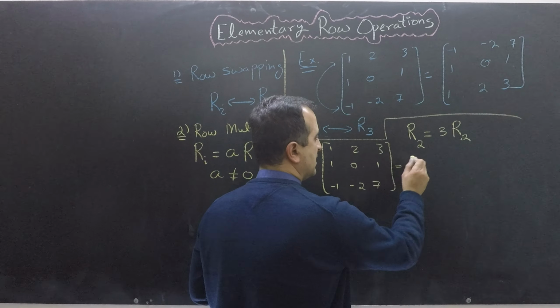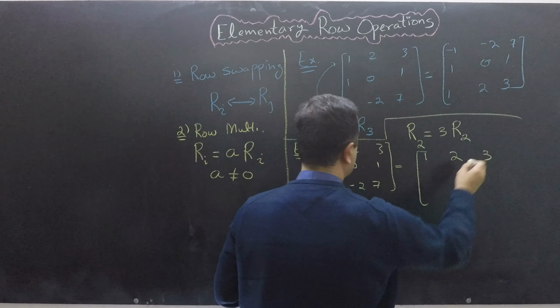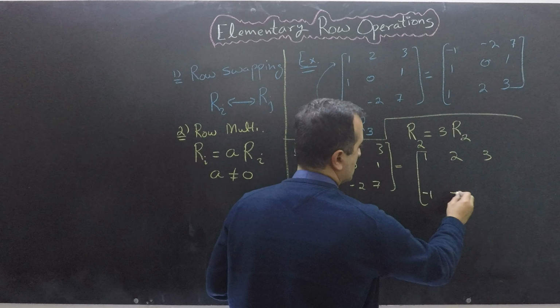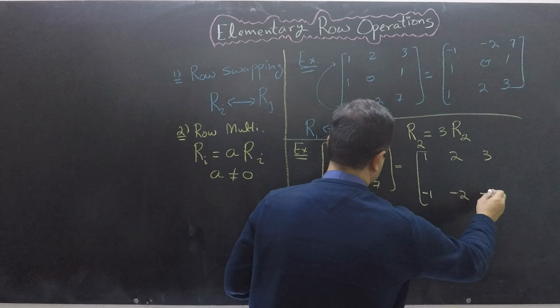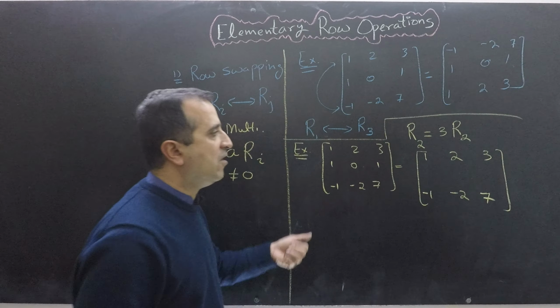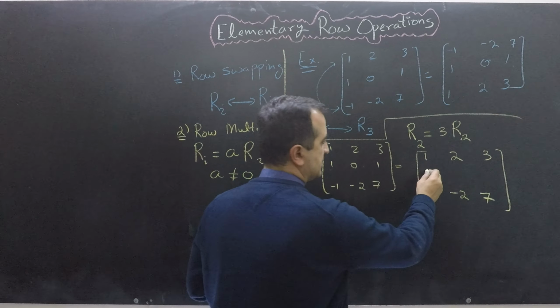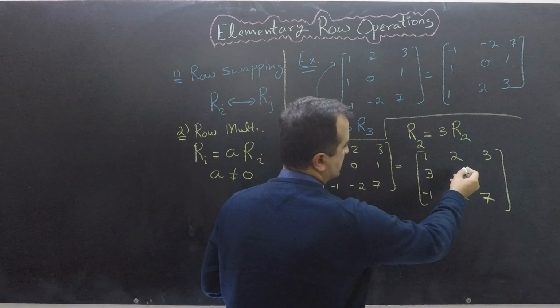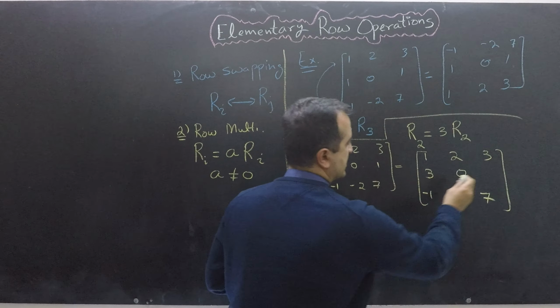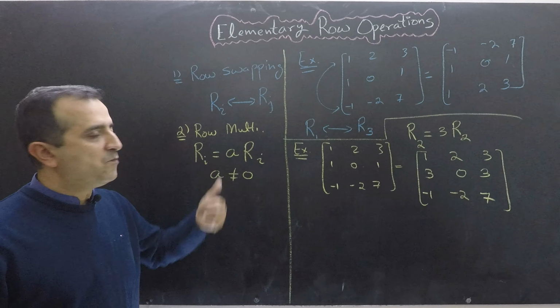So my resultant matrix will have the first row remain the same, and the last row will also remain the same, whereas in the second row all the entries will be multiplied by 3. So 1 times 3 is 3, 0 times 3 is 0, 1 times 3 is 3. So that's an example of the row multiplication operation.